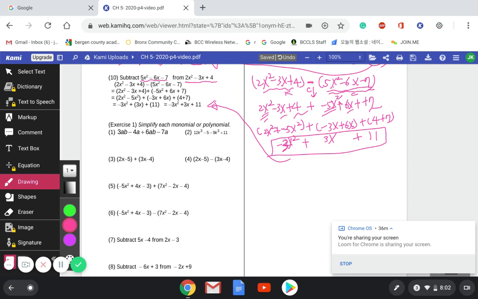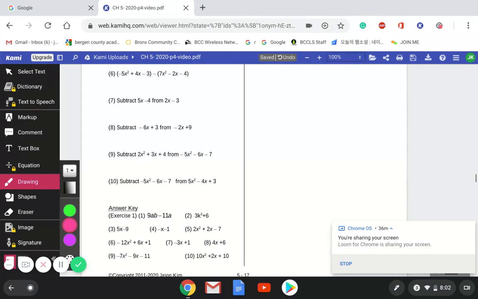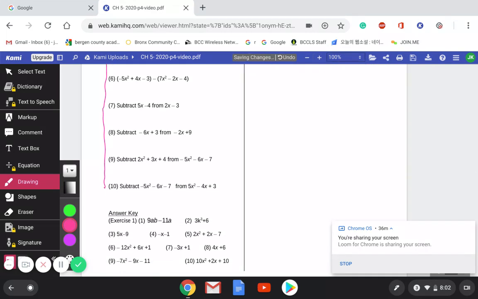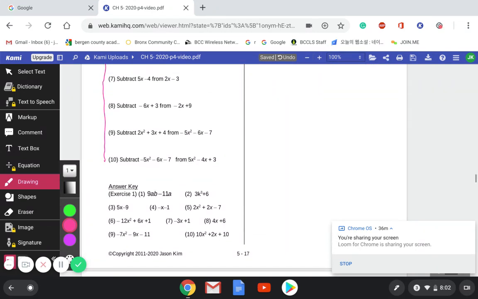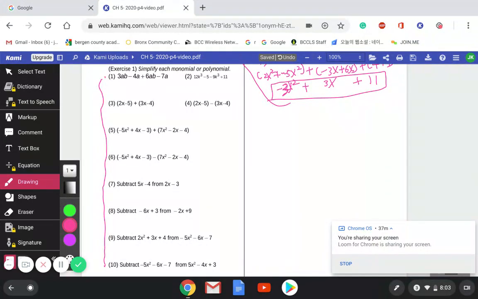Now I want everybody to try exercise 1 and check with the answer key in the back. Try on your own. Okay. So that's the subtraction of polynomials. So pause the video and try on your own and double check your answer with the answer key. If you make a mistake, try again and try to look for where you made a mistake. Okay.